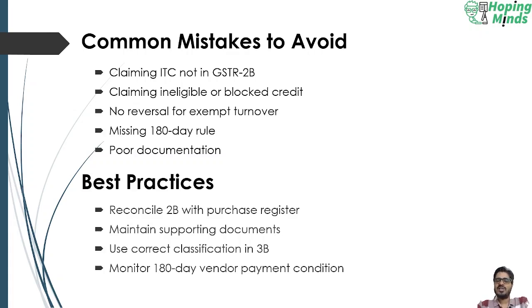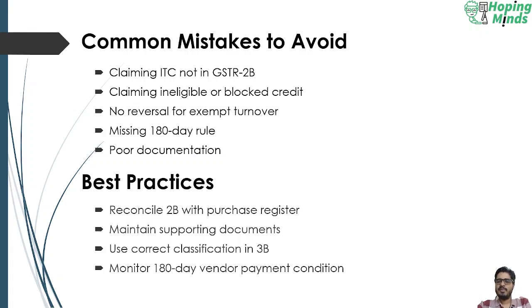Then poor documentation and non-reconciliation of books and the GSTR 2B. This leads to claiming of ineligible input tax credits. So what are the best practices? Reconcile 2B with purchase ledger. It is always advisable and it is the best practice to keep a reconciliation always ready before claiming the input tax credit in GSTR 3B return.